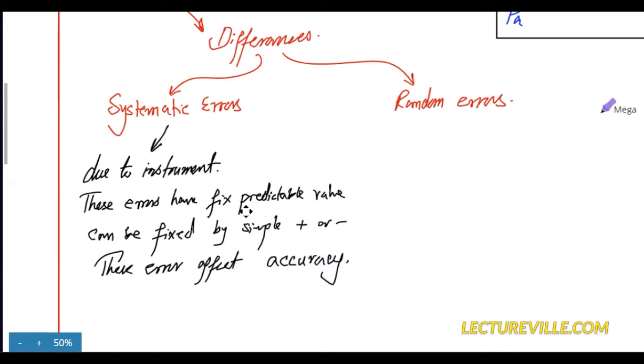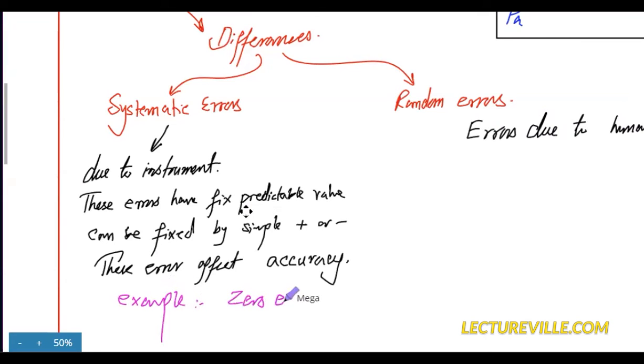Now, what are random errors? Errors due to human limitations. Like, let me give you an example for the previous one. Example will be zero error. Now, random errors are errors due to human limitations.